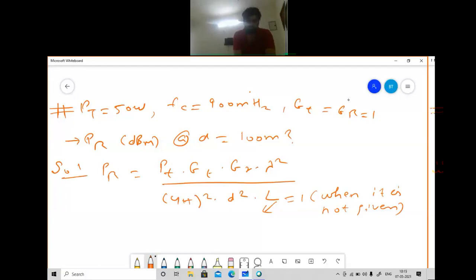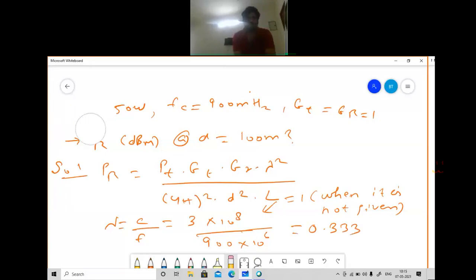Lambda is always equal to C by F. So see, GATE problems will not be simple. They will twist it, so you have to use your brain. So lambda is equal to C by F, so 3 into 10 to the power 8 upon frequency 900 megahertz, 900 into 10 to the power 6, which will be equal to 0.333. Now nothing you have to do, you have to just substitute this.